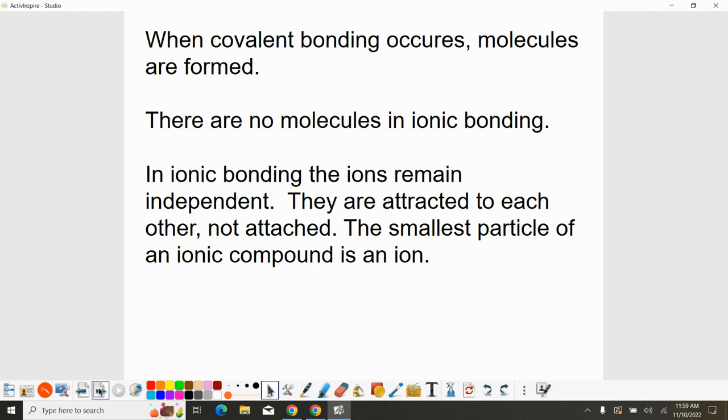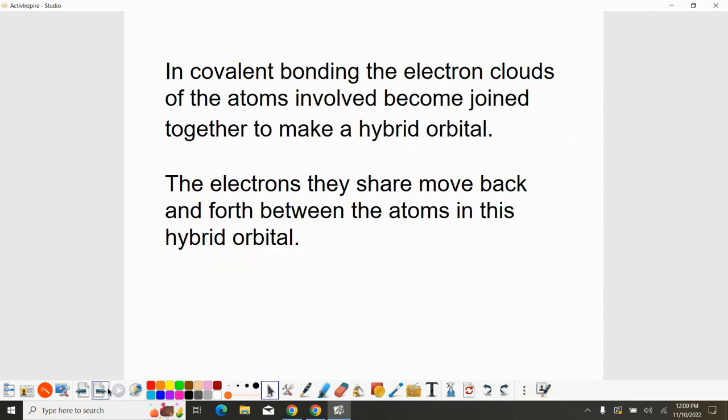In ionic bonding, there are no molecules. What you're left with are just independent ions that are attracted to each other. The metal becomes a positive ion, the nonmetal becomes a negative ion, the opposite charges are attracted. It's like sticking a magnet to a refrigerator. The magnet is attracted to the refrigerator, not attached to it. The smallest particle in an ionic substance is an ion.